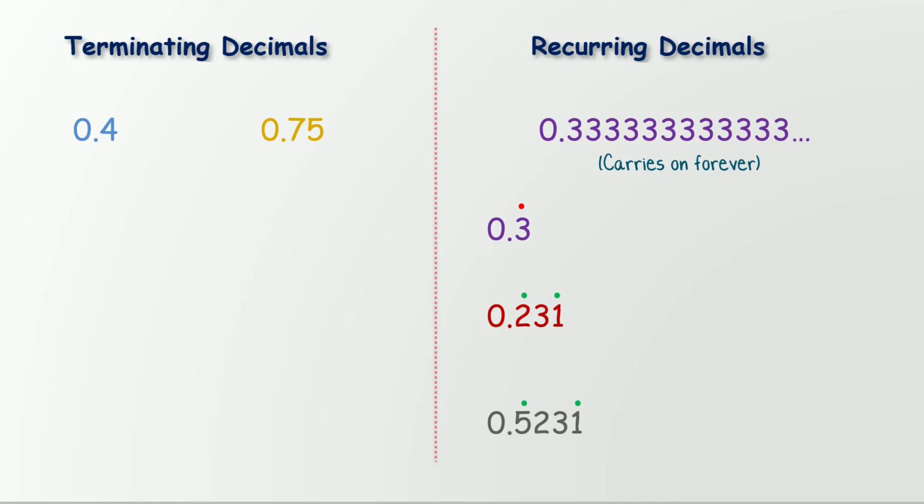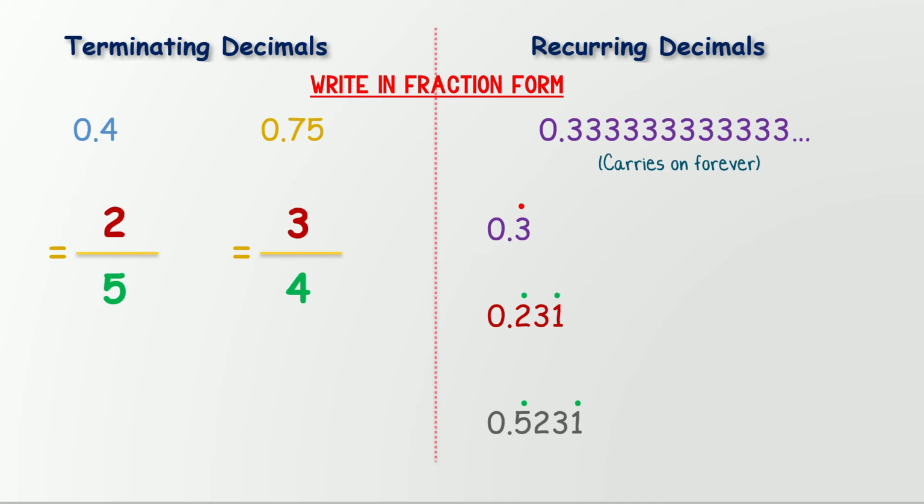So as terminating and recurring decimals are examples of rational numbers, we have a rule that we can also rewrite these in fraction form. So for example, 0.4 can be rewritten as 2/5, and 0.75 can be rewritten as 3/4. 0.33 recurring is 1/3, and 0.231 recurring can be written as 231 over 999.